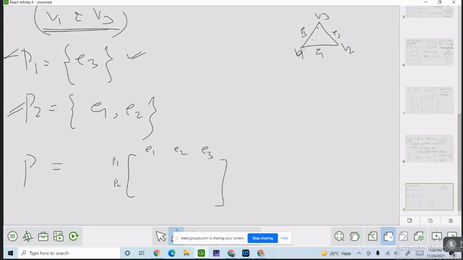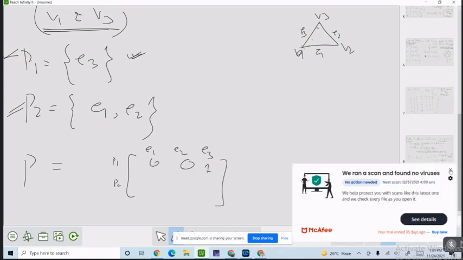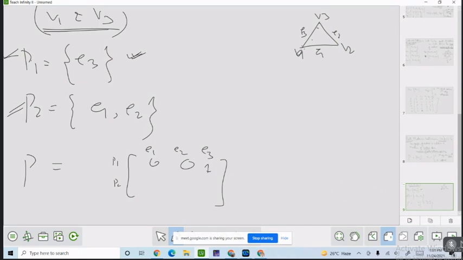Path 1 contains only the E3 edge, so its value is 1, and the others are 0. And in P2, E1 and E2 are the edges. So this one is a path matrix.